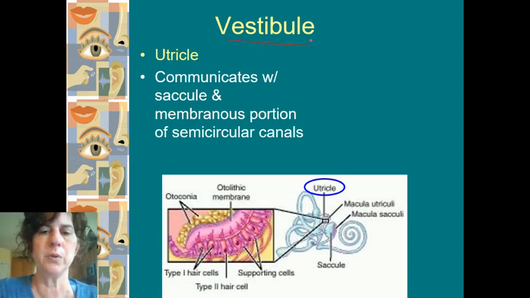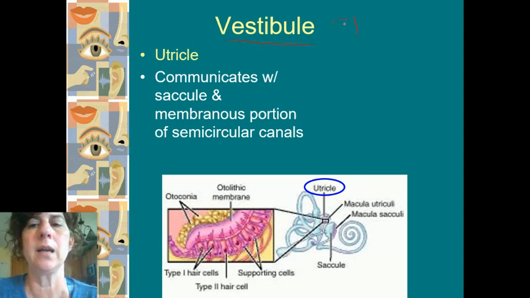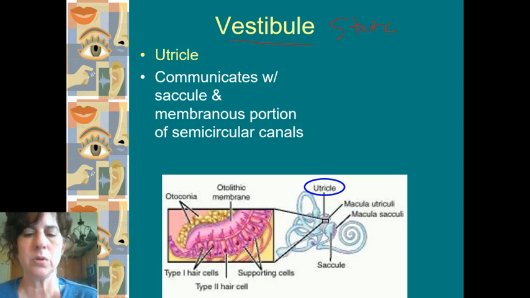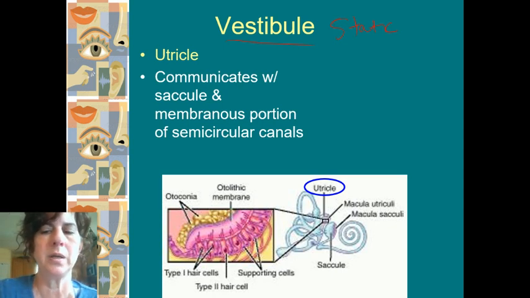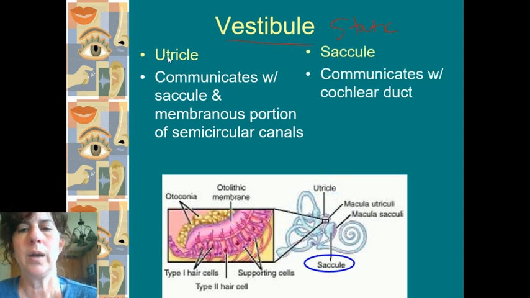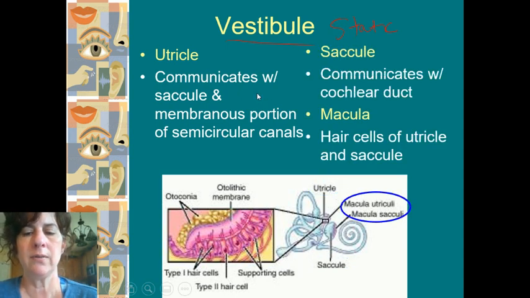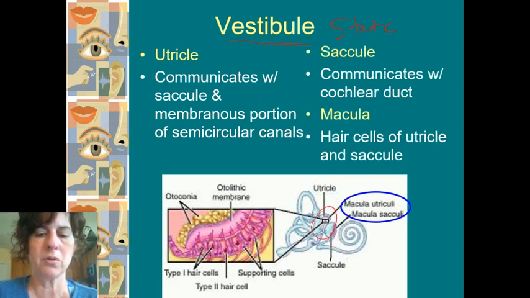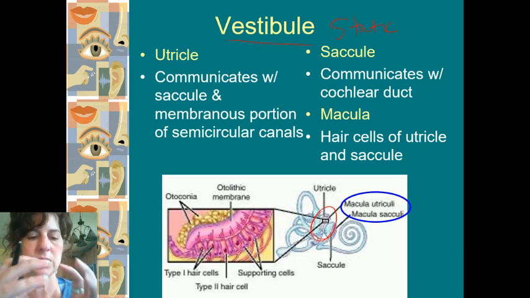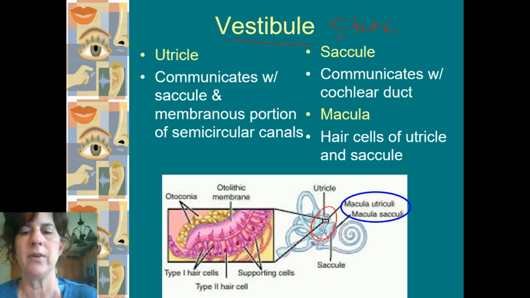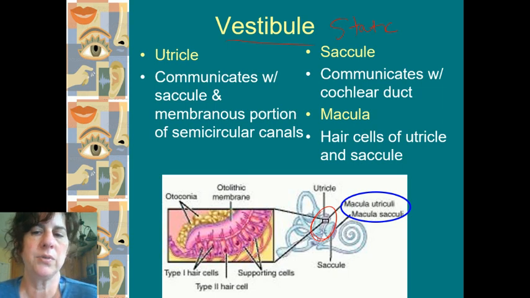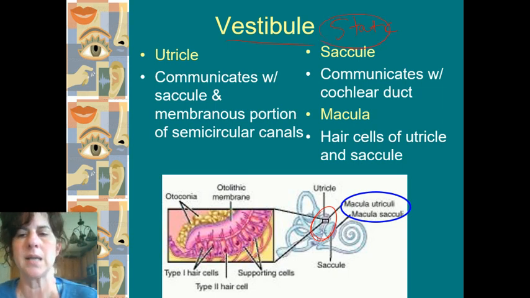So first the vestibule, remember that is your static equilibrium. So while you're standing still. And the vestibule is broken up into different parts. We have the utricle, we have the saccule, and we have the macula. But basically, those are three kind of swollen, separated areas within that vestibule. And what you need to know is they're part of that static equilibrium.